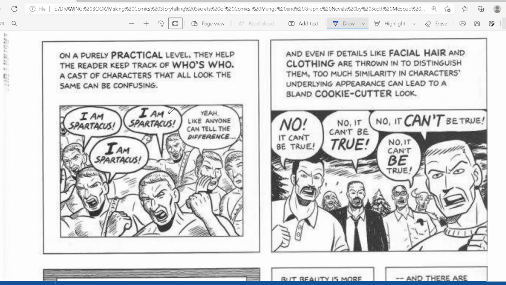On a purely practical level, they help the reader keep track of who is who. A cast of characters that all look the same can be confusing, and even if details like facial hair and clothing are thrown in to distinguish them, too much similarity in characters' underlying appearance can lead to a bland cookie-cutter look.